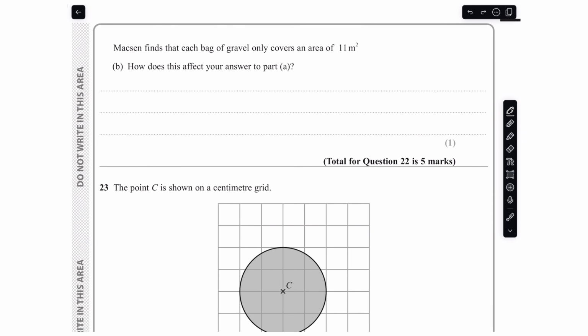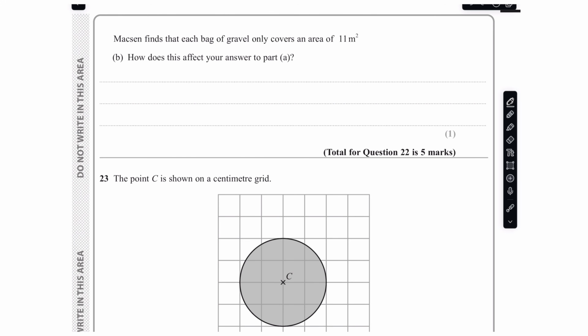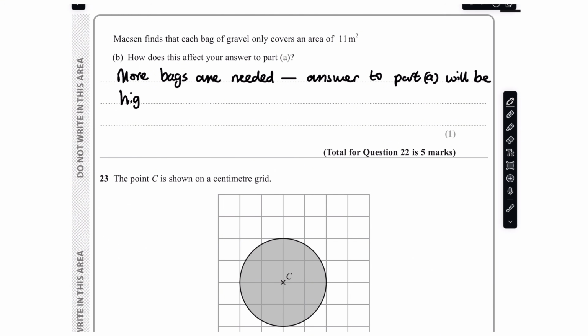In the final part of this question, we are told that Maxon finds that each bag of gravel only covers an area of 11 meters squared. How does this affect your answer to part A? So if each bag of gravel now covers a smaller area, that would simply mean that more bags are needed. So the answer to part A will be higher.